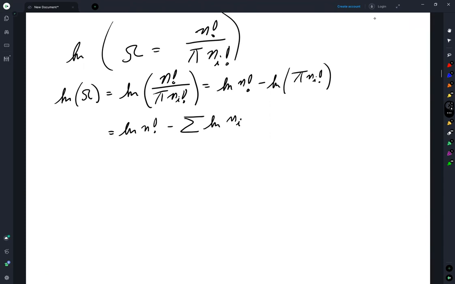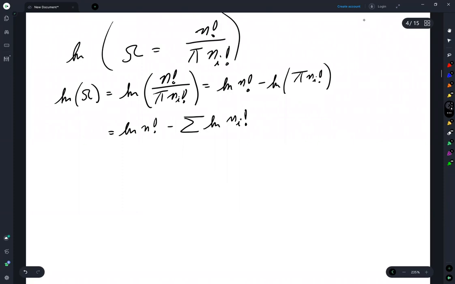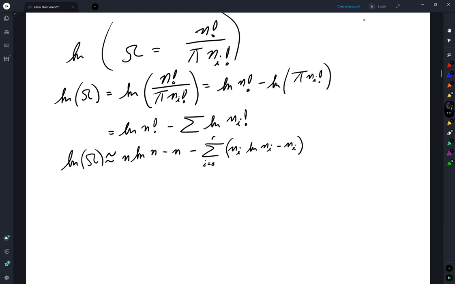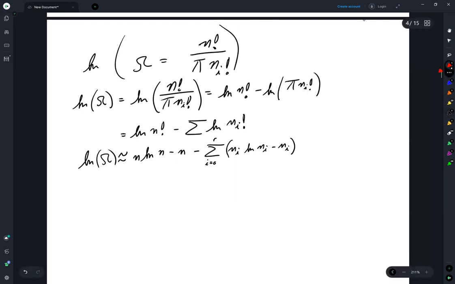So we can now apply Stirling's approximation. Oh, I'm sorry, I forgot, we're taking the log of the factorial. So now applying Stirling's approximation, we have n natural log n minus the sum, i equals 0 to r, of n_i natural log n_i minus n_i. Okay, that's natural log omega. So let's just mark that and we'll come back to it.